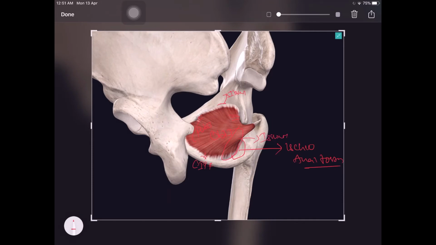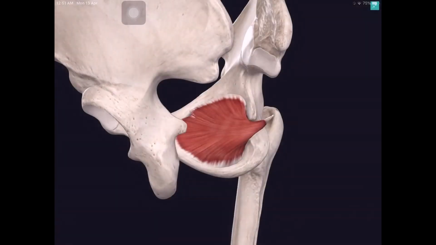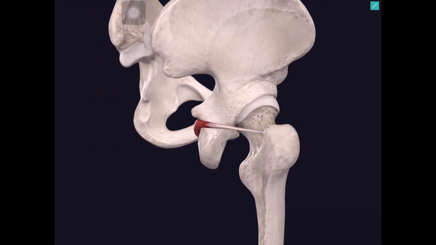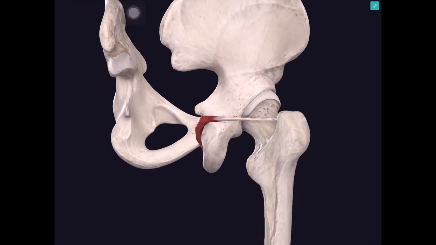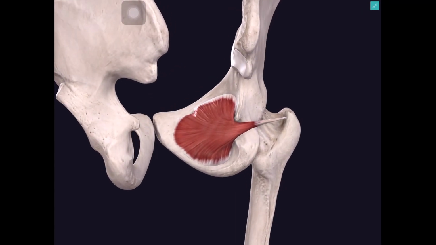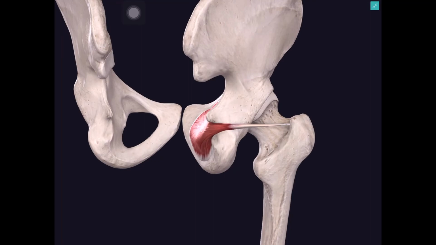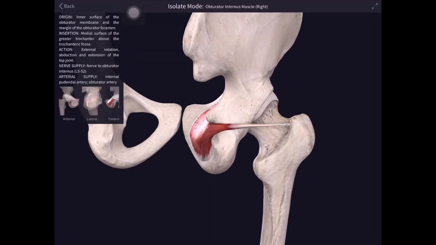So thereby you see it's taking origin from all the three hip bones, ilium, pubis, ischium, and conjoined ischio-pubic rami, and forms a small tendon. This tendon passes beneath the ischial spine through the lesser sciatic notch, through the dorsal surface, growing through the groove, and it goes to the medial surface of your greater trochanter and inserts. So this is your attachment.